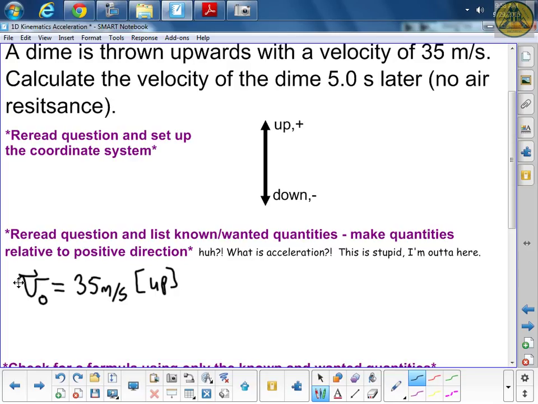Calculate the velocity of the dime 5 seconds later. So we're given time, 5.0, and we want to calculate final velocity. That's all we're given in the problem. Any issues with that? Where's the acceleration? What is the acceleration? That's what it says here.